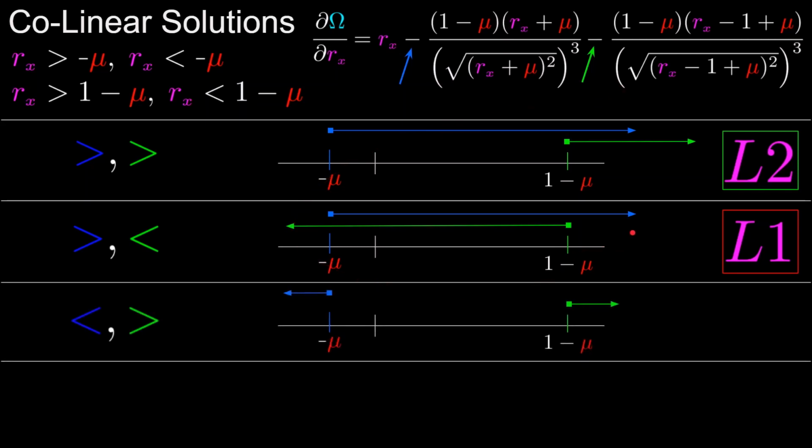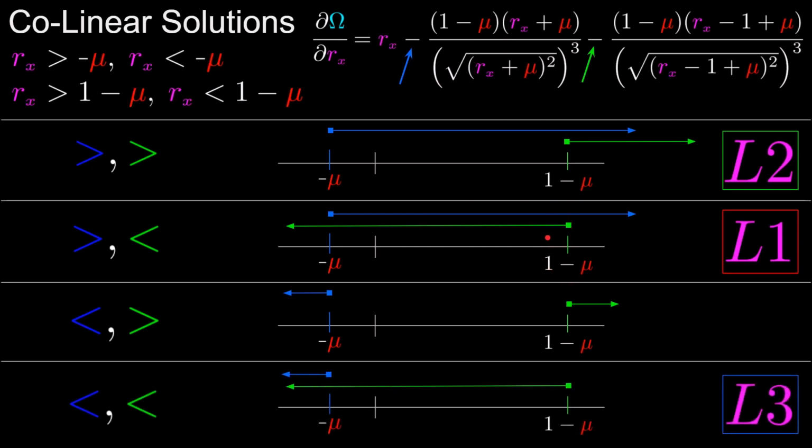Next is rx less than negative mu and rx greater than 1 minus mu, which is going to be an invalid solution since these conditions do not overlap, since there is no number that is both less than negative mu and greater than 1 minus mu. And finally, rx less than minus mu and less than 1 minus mu, which corresponds to a solution on the left side of the large body, which is L3.